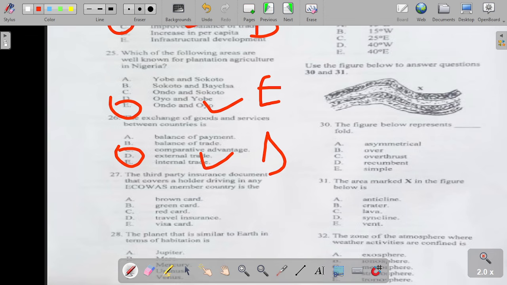D. 27. So the third-party insurance document that covers a holder driving in an ECOWAS member country is the brown card, green card, red card. It is brown card.